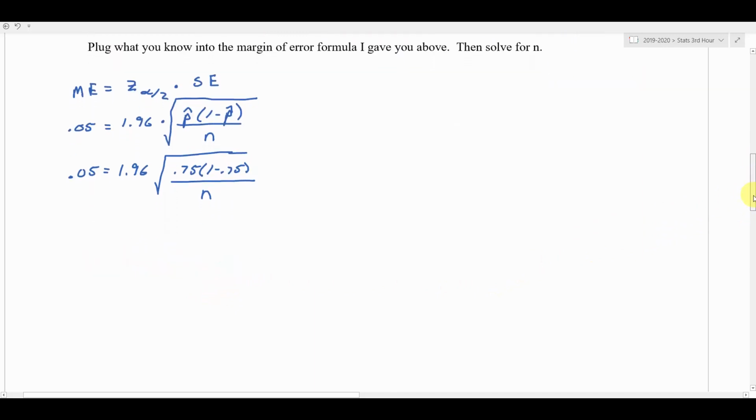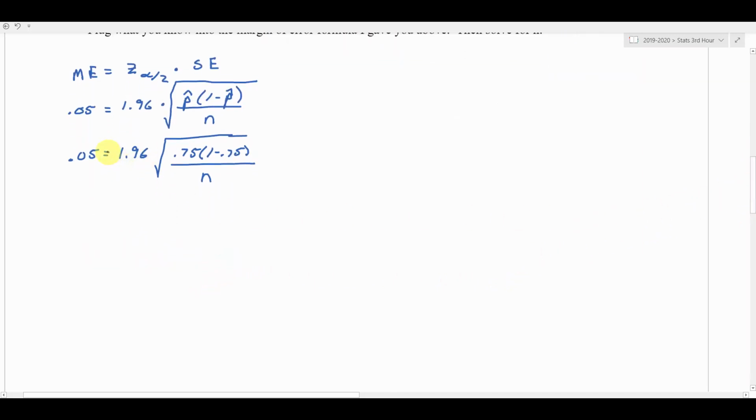So I'm just going to start that process, right? So remember back to algebra 1, we want to get n by itself. So I'm going to draw my line here separating my two sides. And I'm going to start moving things around until I can get n all by itself. And once I do, I'll know the sample size. So I'm going to start by dividing both sides by 1.96. So I'll divide this side by 1.96, and whatever I do on one side, I've got to do on the other side.